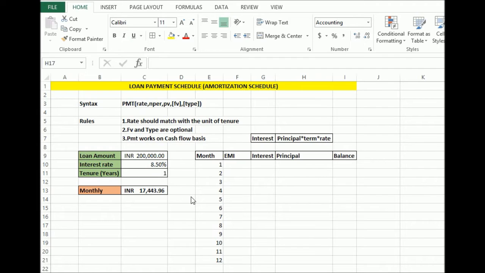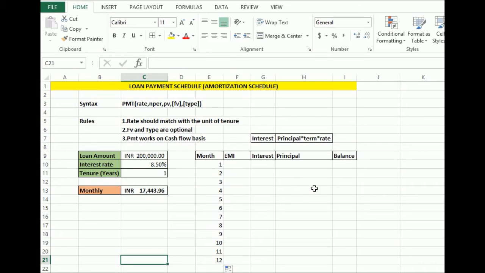I have the loan amount of 2 lakhs, the interest rate is 8.5%, the tenure is 1 year, and I have calculated the monthly EMI using the PMT function. It is in the formula bar.